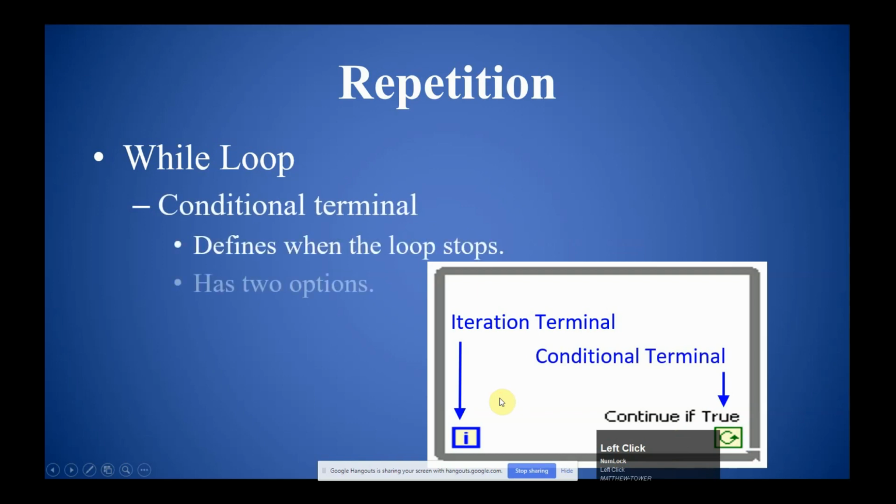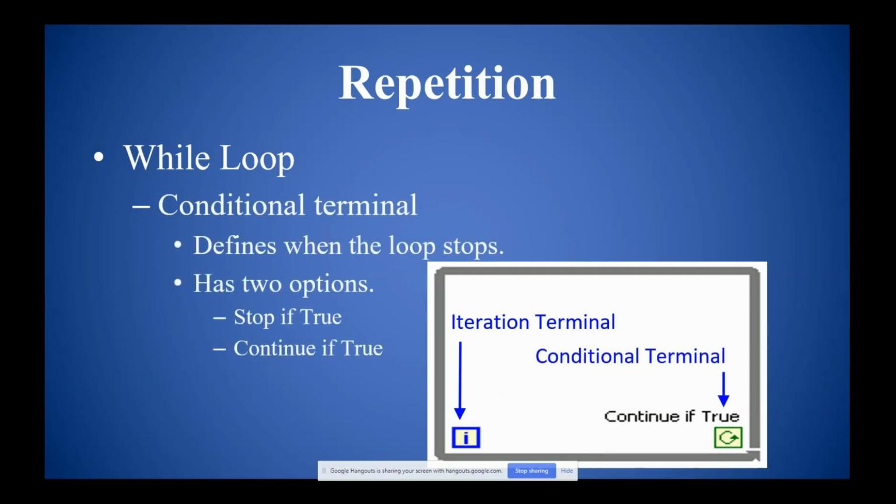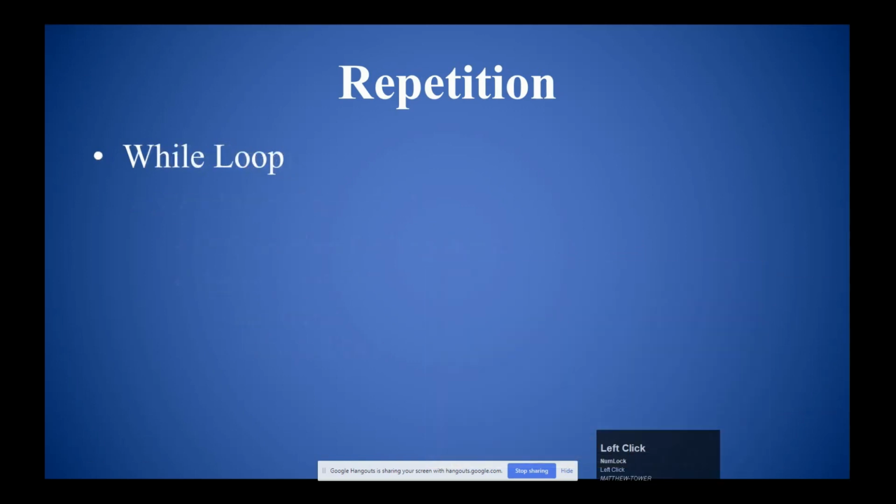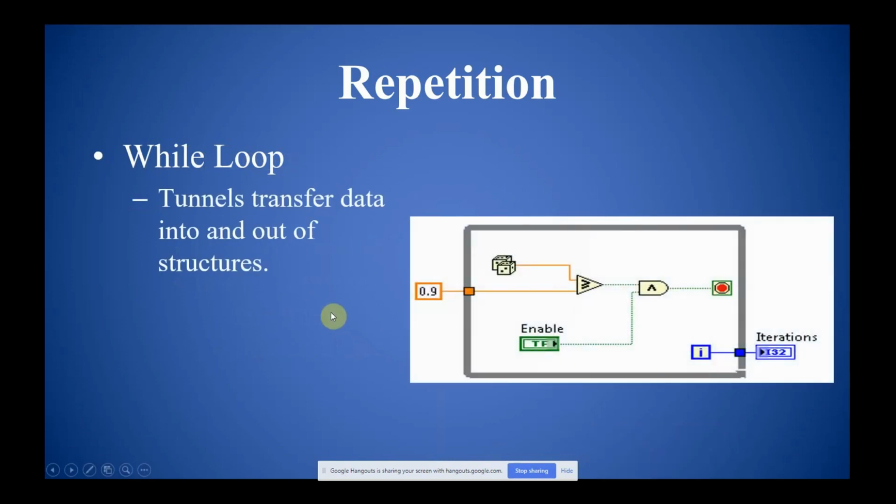And that's everything I just explained. You can tell I haven't reviewed these slides in a while. So the tunnels, very similar to the case structure, they transfer data in and out of the structure. Unlike the case structure, there's only one, so you just have to define it, provide the values once.